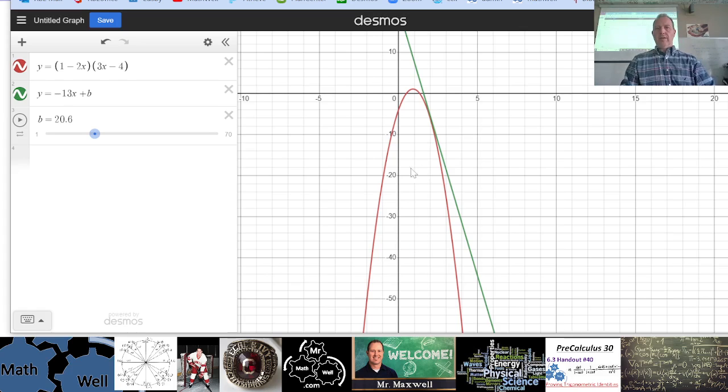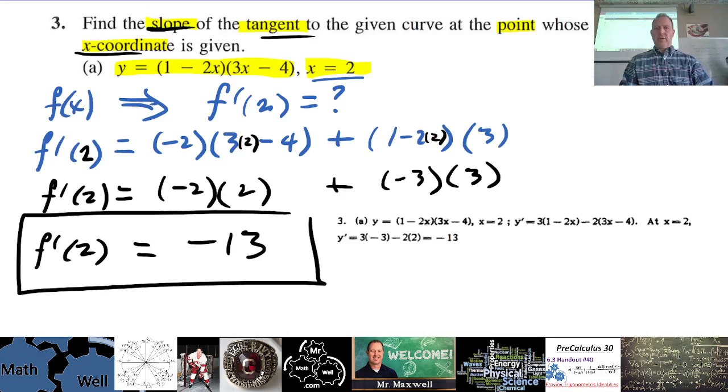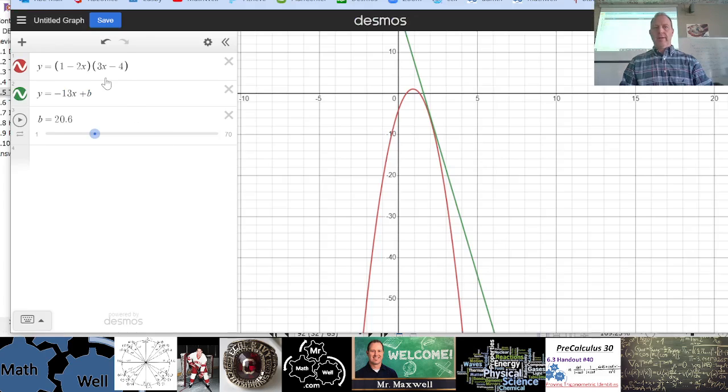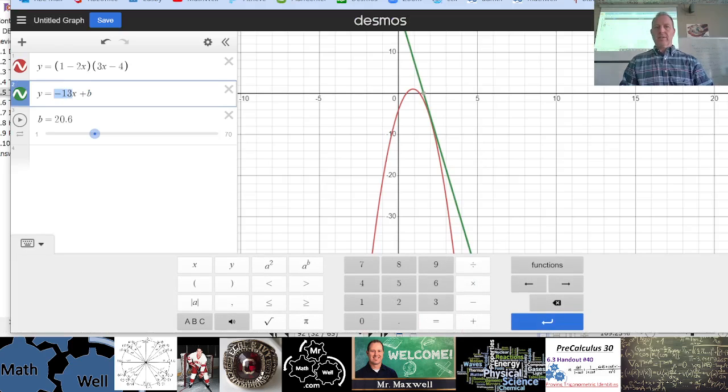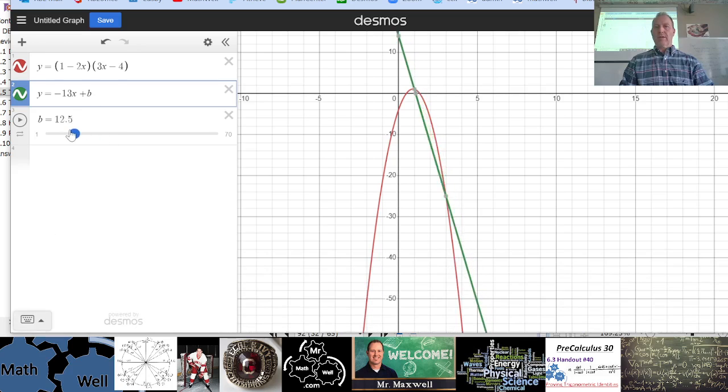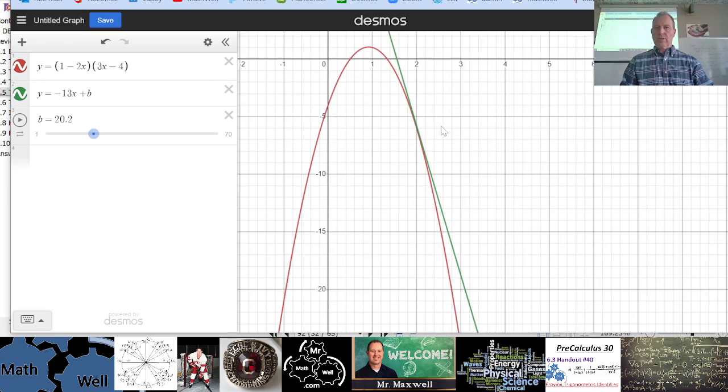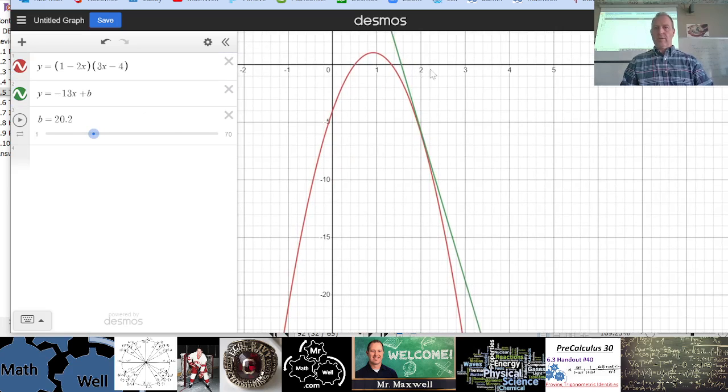All right, so here is the red graph from the question. Okay, y equals 1 minus 2x times 3x minus 4. That's this red graph that you'll see here. And then I drew a line that has a slope of negative 13, and then I just put b as the intercept so I could move it around. But you can see that when I move this line around, if I get it just right where it touches the graph at one point, pretty close to touching the graph here, right? And that's at y equals 2, right there.